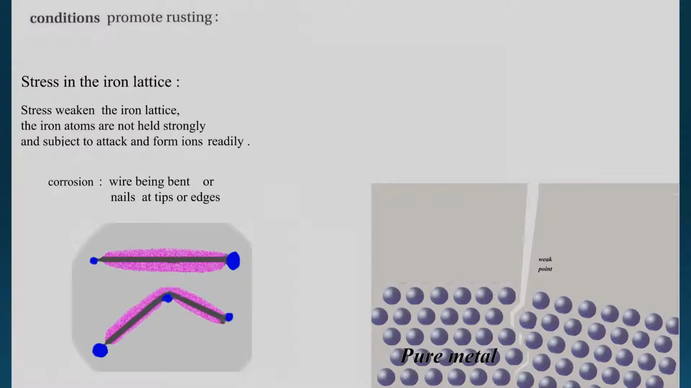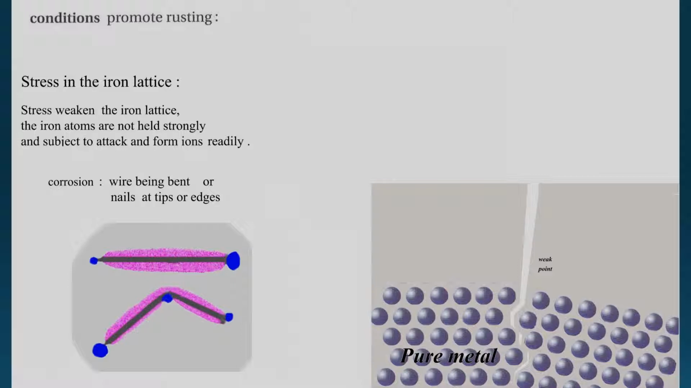Stress in the iron lattice. That stress is weakening the iron lattice. So the iron atoms don't hold strongly together anymore, and they are subject to rust. As on the bottom of the picture, the corrosion when the wire is bent a few times, or the nail at the tip or the edge, they will be the places where you will be subject to rusting.